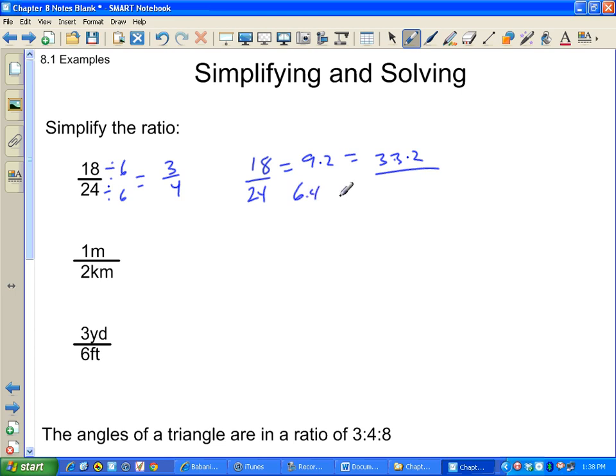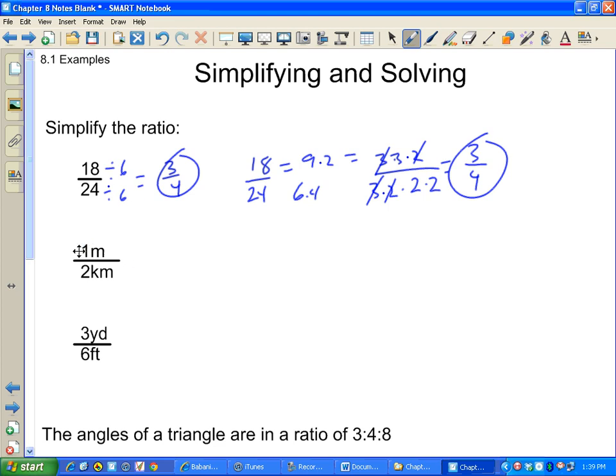24 is 6 times 4. 6 is 3 times 2. 4 is 2 times 2. And then you just cancel out the things that are the same. Okay, so this is a prime factorization. And that's the easiest way to cancel things. Because now I've got 3 on top, 2 times 2, which is 4 on bottom, and I get the same answer. So either way is fine.